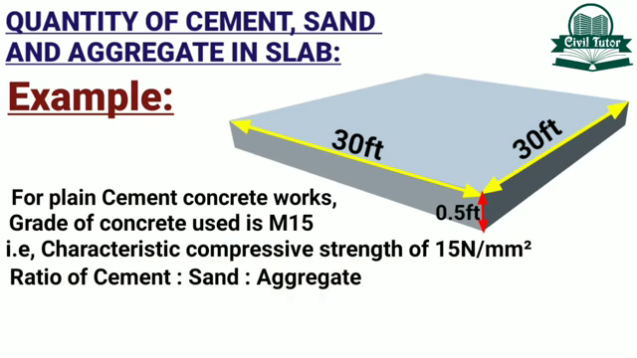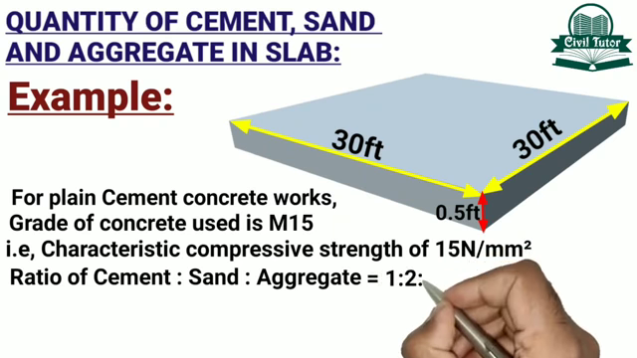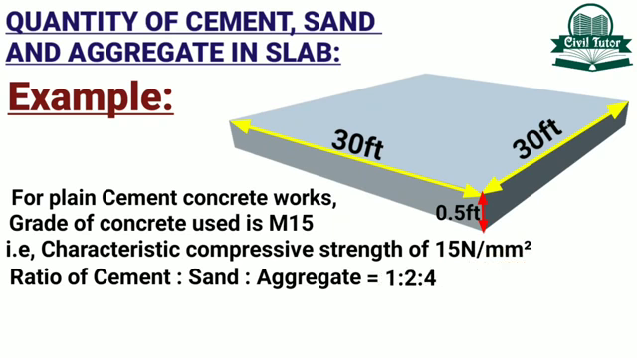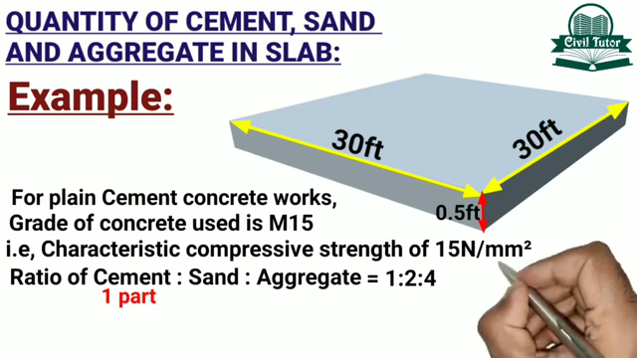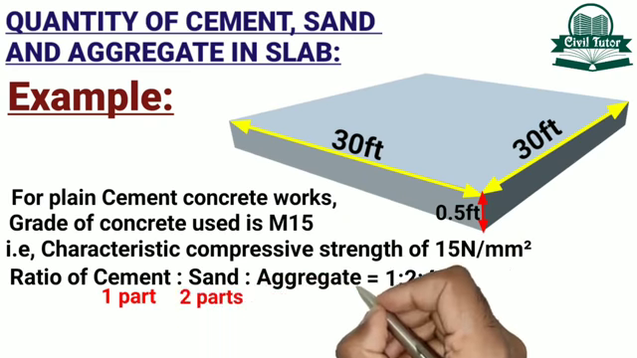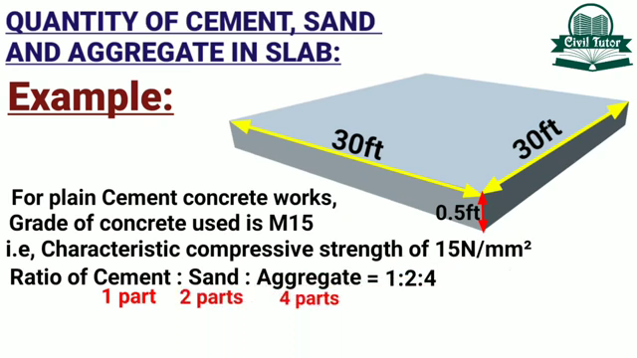The ratio of cement, sand and aggregate used for M15 grade of concrete is 1:2:4. That is, 1 part of cement is mixed with 2 parts of sand and 4 parts of aggregate.